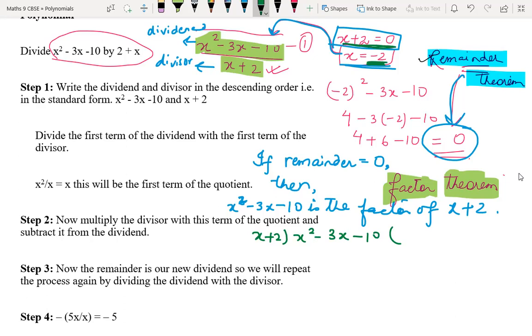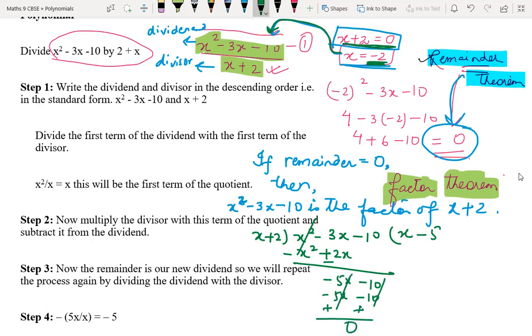Yeah, sir, once repeated. Same thing we are putting in the dividend, and whatever answer you get, that is your remainder. And if you want to do it by long division method, that you can also do. x square plus 2x, so you'll get minus and it gets cancelled, you get minus 5x minus 10, so you write here minus 5x minus 10, so you'll get remainder as what? 0. Understood? Satvik, it's clear to you?